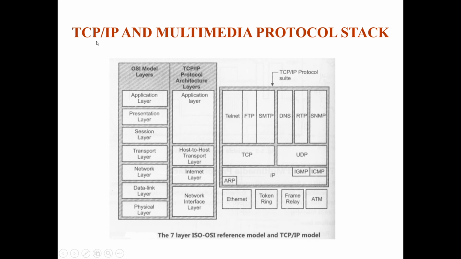So this is the typical TCP/IP and multimedia protocol stack. As you are already aware, there is the ISO OSI reference model and the TCP/IP model. So you can see physical layer, data link layer, network, transport, session, presentation, application, and in TCP/IP just two layers are merged together: the network interface layer, internet layer, host to host transport layer, and the application layer. And these are the protocols which govern the communication in those layers. I am not going to waste my time explaining all these things because you have already covered this in your computer networks.